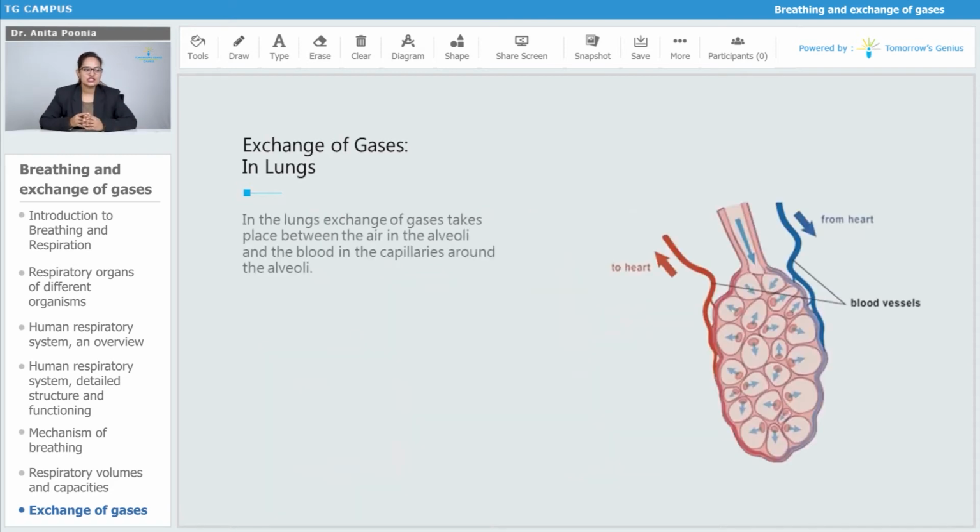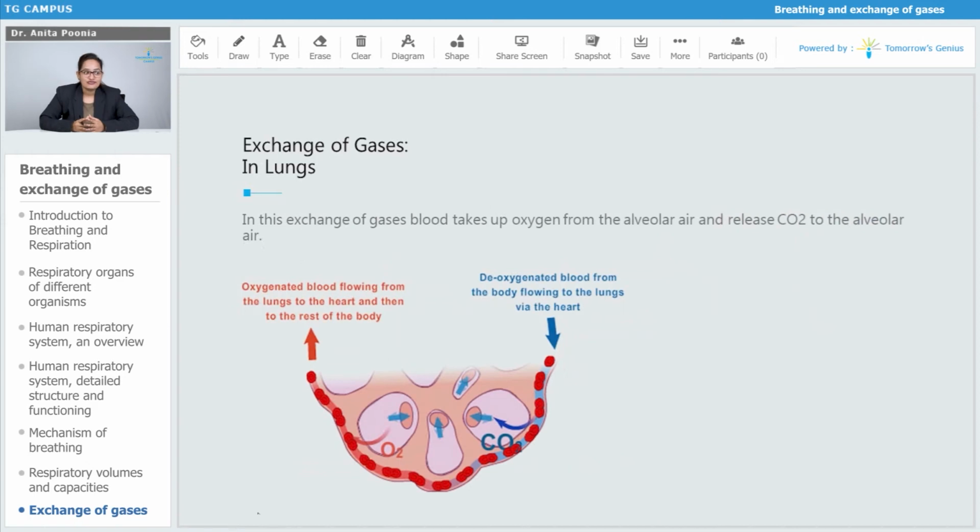In the lungs, exchange of gases takes place between the air in the alveoli and the blood in the capillaries around the alveoli. In this exchange of gases, blood takes up oxygen from the alveolar air and releases carbon dioxide to the alveolar air. So here you can see the oxygenated blood flowing from the lungs to the heart and then to the rest of the body. And this is the deoxygenated blood from the body flowing to the lungs via the heart to get oxygenated.